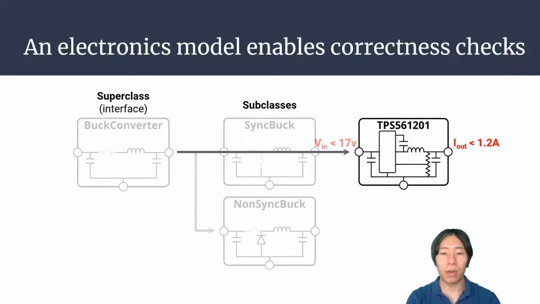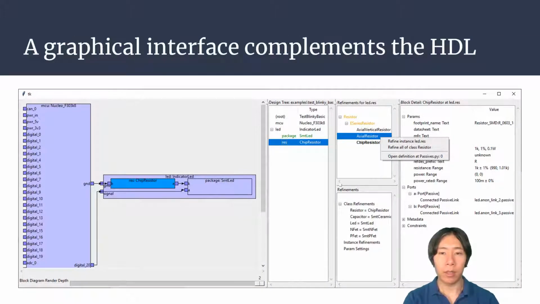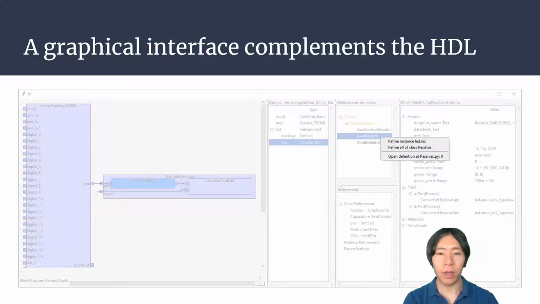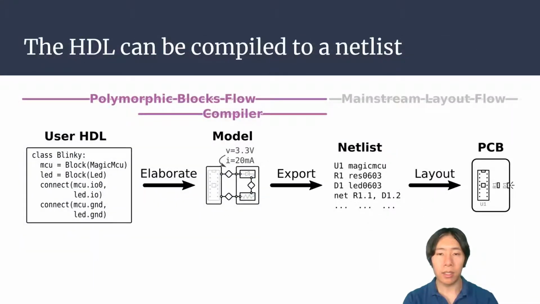However, real parts do have physical limitations that ideal parts don't. An electronics model enables correctness checks on refinements, such as maximum currents on this buck converter. We also provide a graphical interface that complements the HDL with a more familiar and intuitive block diagram visualization and allows selection of refinements from a list of options, such as choosing a buck converter or overriding a default resistor type. During compilation, the HDL and refinements are checked for model consistency. The generated netlist can then be imported into a mainstream board layout tool.